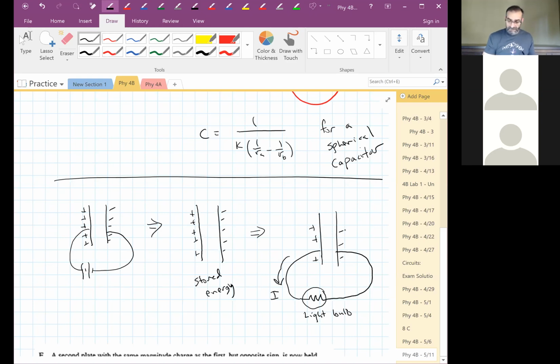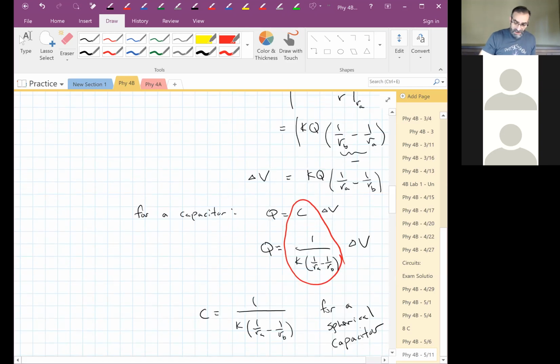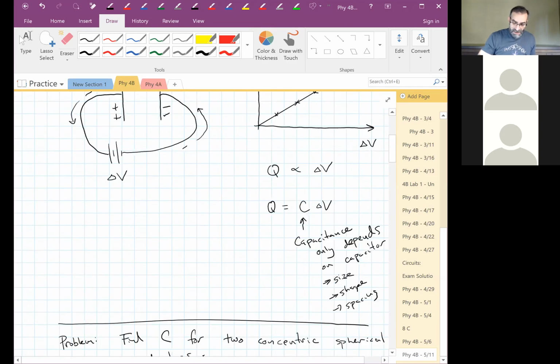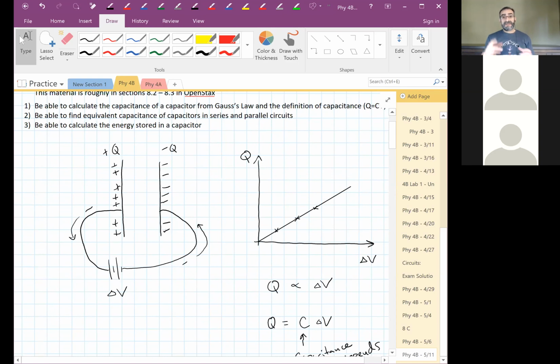I got a question, Professor. Okay. When you hook up a light bulb, will the electric potential between those two plates decrease? Yes. Yes, it will. So it'll be this curve. The question is, as it feeds energy into the light bulb, does the potential across the capacitor decrease? Yes. So it's like doing this curve in reverse, right?